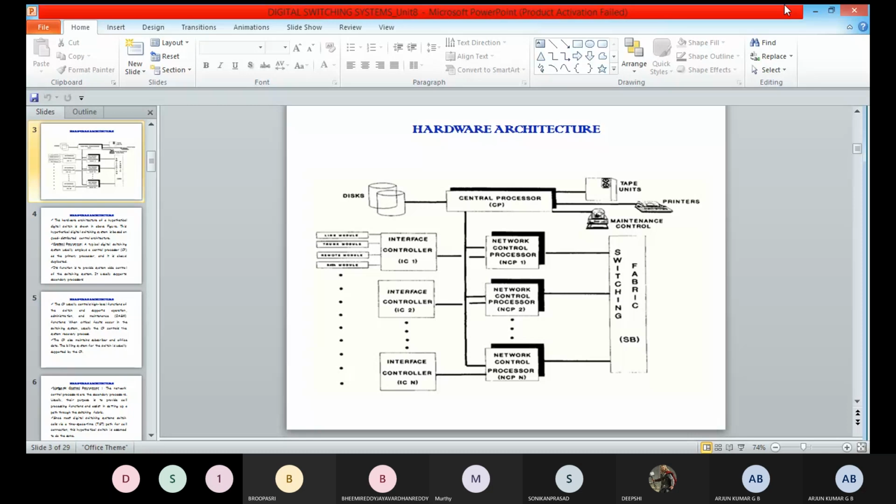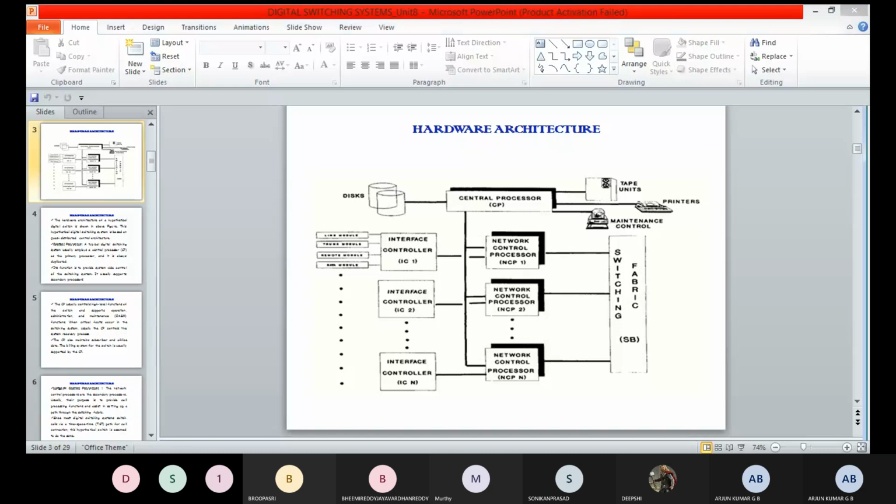What are the main contents of the hardware architecture? CPs, NCPs, interface controllers. We have a distributed structure there. Please note this hardware architecture. Everyone should please note this figure. These are the line modules, trunk modules, and these are remote modules.